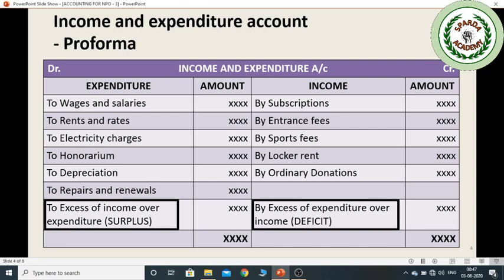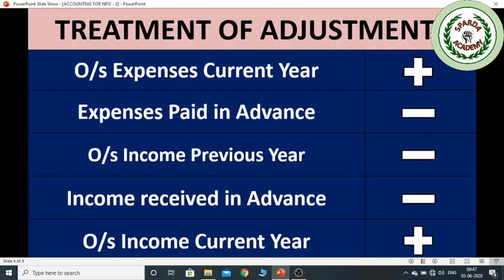Now you are finding these two things on the format. Excess of income over expenditure. That means whenever there is the credit side, that means income is more and expenses are less, then we are going to write excess of income over expenditure. If expenses are more and income is less, then excess of expenditure over income will be mentioned as deficit, right?